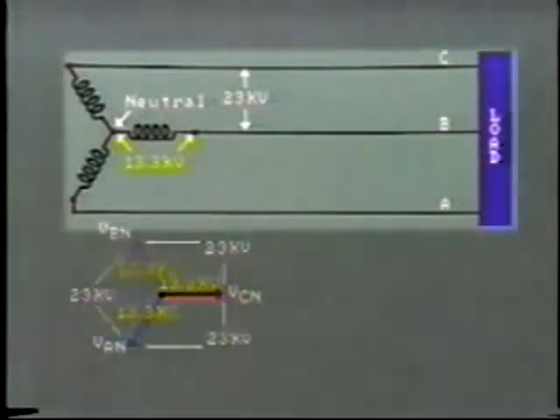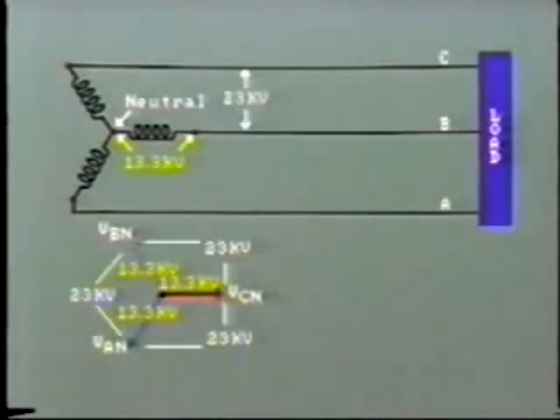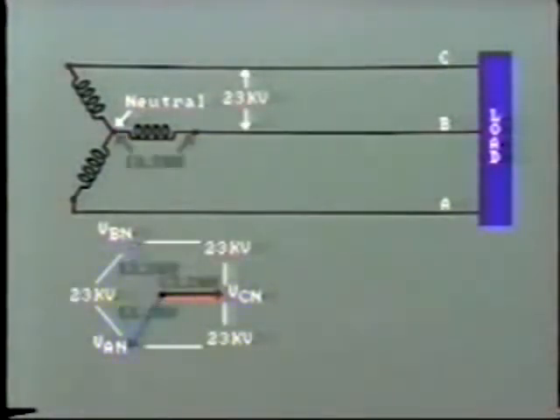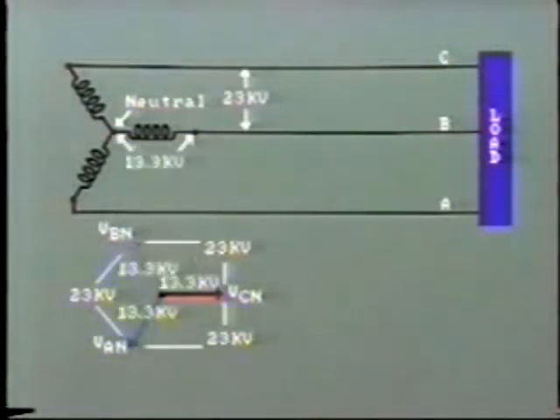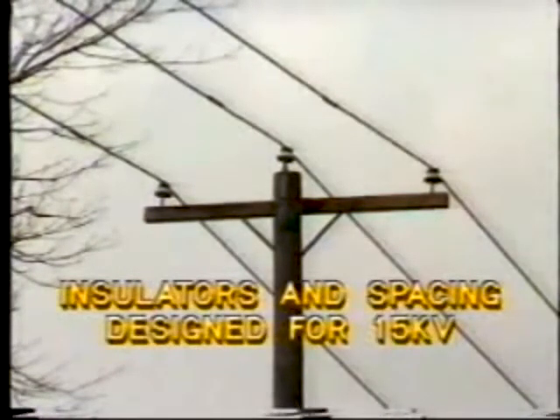There is yet one other system that we must mention, and this is where there is no grounding at all applied. Take the case of this three-phase distribution line being fed from an ungrounded Y-connected secondary. The line voltage is 23 kV, that is 13.3 kV line to neutral. So the insulators and the spacing of the conductors will be designed for, say, 15 kV.